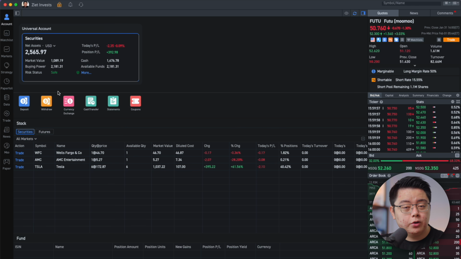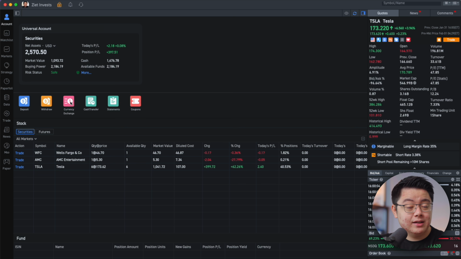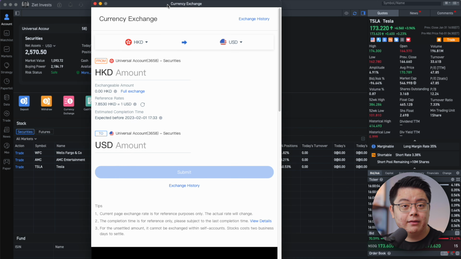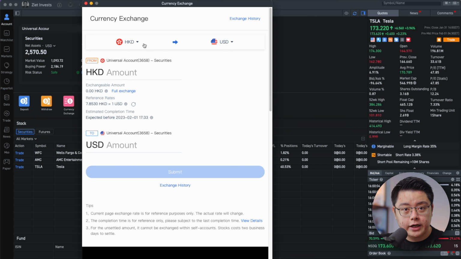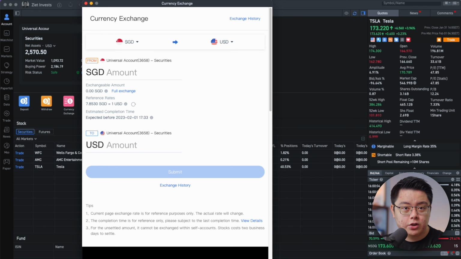Now, below the box, we have a few more important buttons. Deposit and withdraw. I'm not going to show it in this video because I've made a dedicated funding tutorial before, so feel free to check out that video. Currency exchange, also covered in the same video, but very quickly. If you want to buy US stocks like Apple and Tesla, then you need US dollar cash. Or if you want to buy stocks on the Singapore exchange, then you need Sing dollar cash. Same goes for Hong Kong dollar for Hong Kong exchange. Very simple, right? So I repeat, regardless of whichever currency you fund your account with, you need the same currency to trade in the corresponding stock exchange.